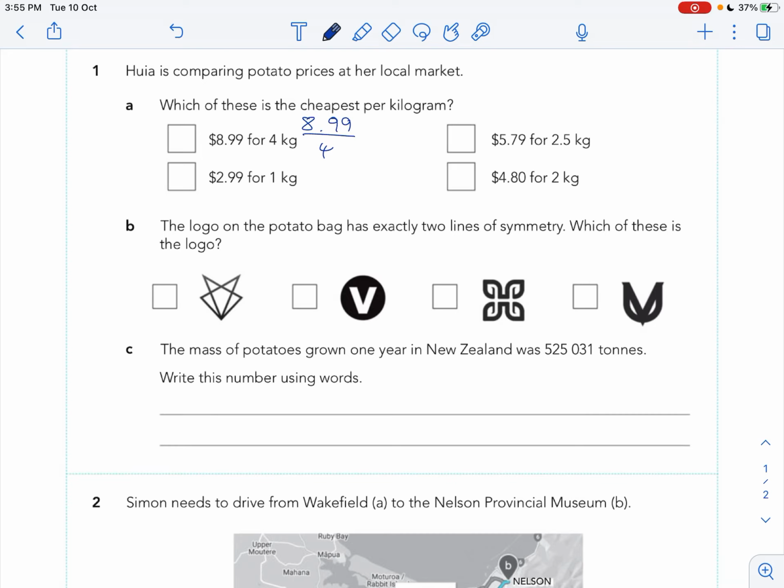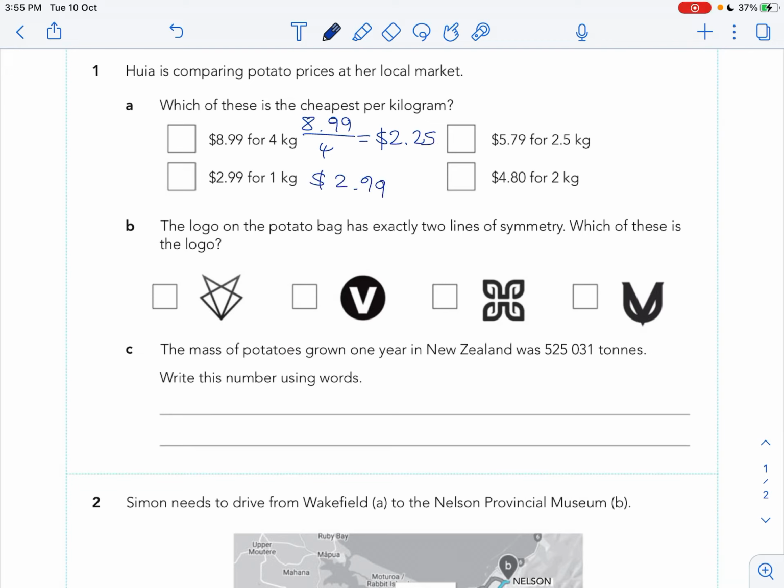Sorry, we're just trying to find out how to change that. So what are we doing? 8.99 by 4. And that is $2.24. Sorry, that took a while. $2.25 or $2.24 per kilogram.